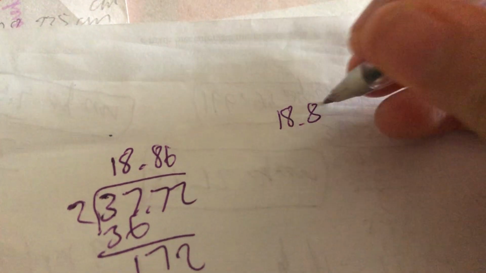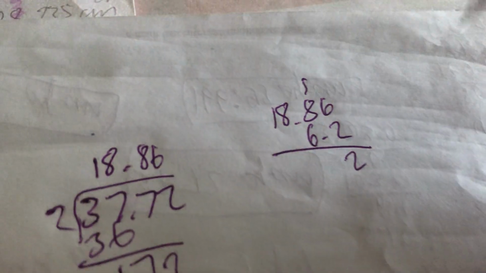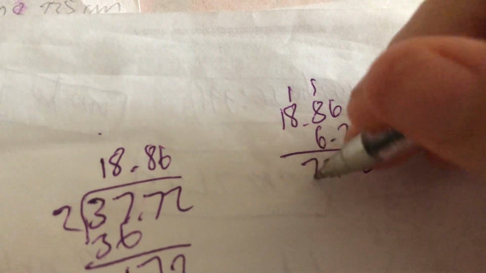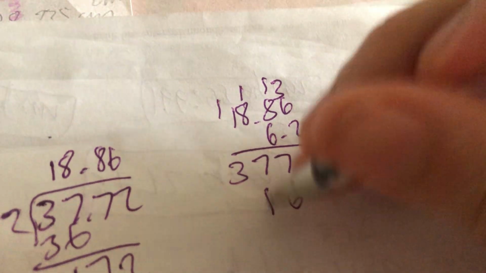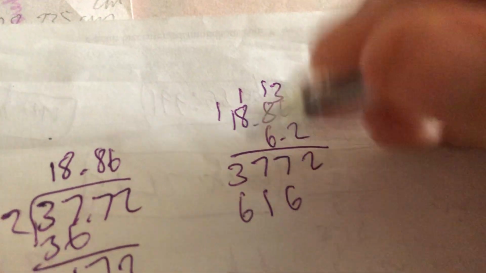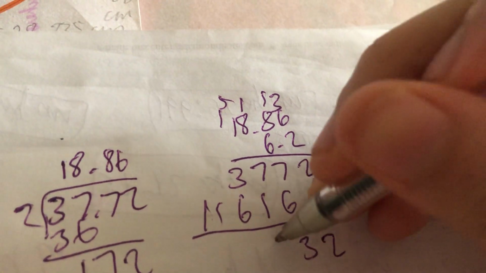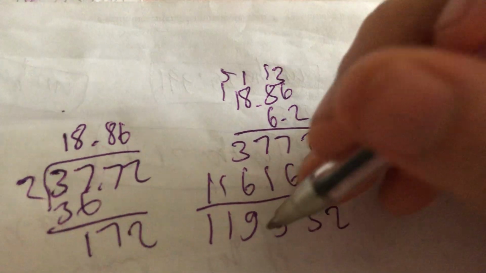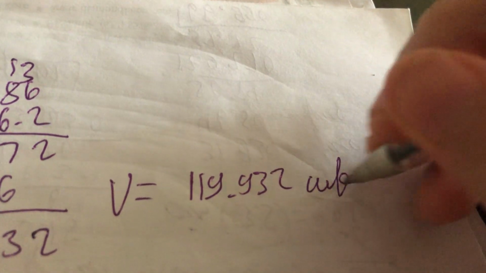And then 18.86 times 6.2. This becomes 12. 8 times 2, 7. 17 again, 3. 36, 51, 56, 11. 13, 9, 9, 1, 1. Count the decimal point, 3 places. So the volume is 119.932 cubic cm.